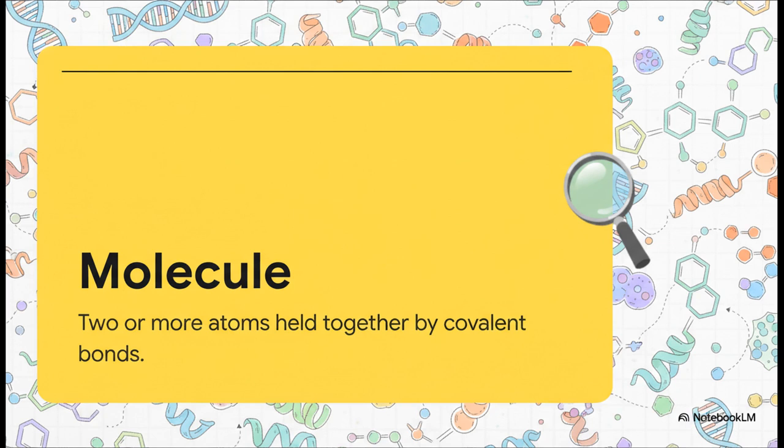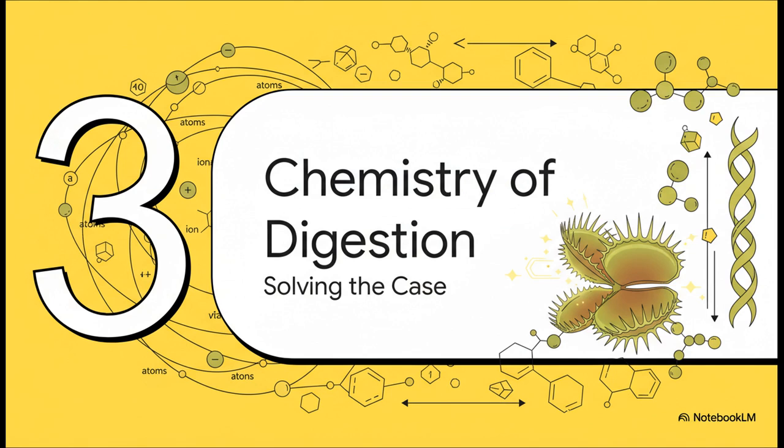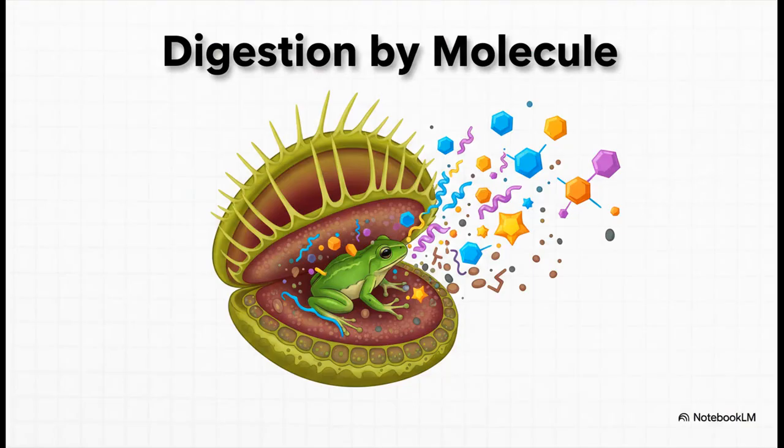Okay, so now that we've got our chemical clues, let's head back to our mystery. All right, so we've got our clues in hand: atoms, ions, molecules, and bonds. Let's get back to that Venus flytrap and see if we can finally solve this case. And the answer is actually pretty elegant.